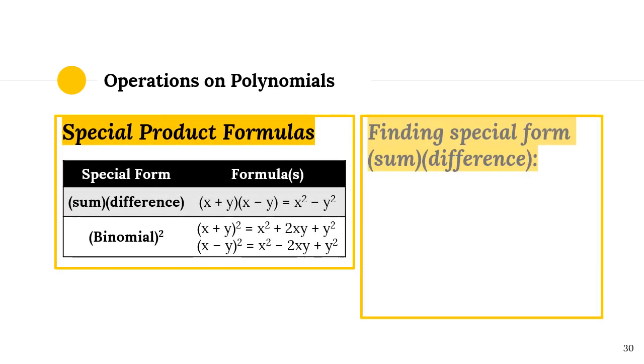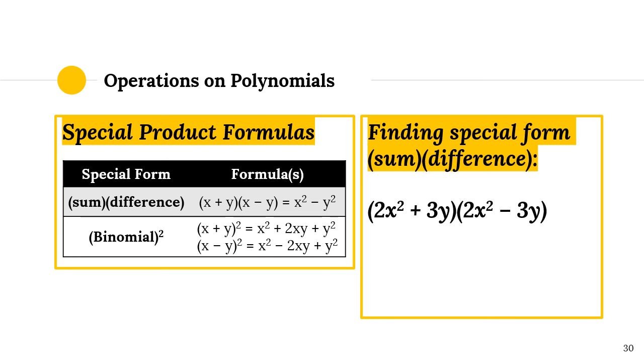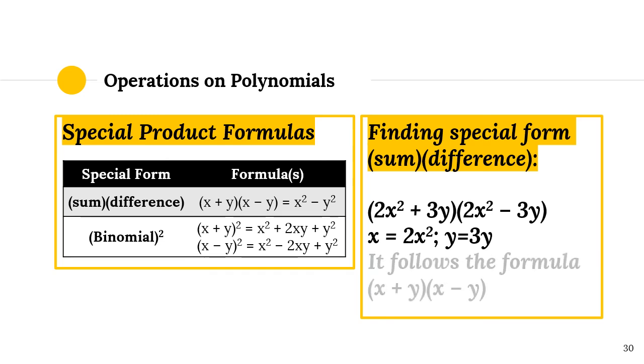Now, the third example, we have 2x squared plus 3y times 2x squared minus 3y. Does it follow the sum difference form? You see, the 2x squared here is the first term of the binomial, and the 3y is the second term of the binomial, and in here they're the same. Their only difference is their operation. The first one is sum, the second is difference. You have 2x squared, your y here is 3y. Therefore, it follows the formula x plus y, x minus y.